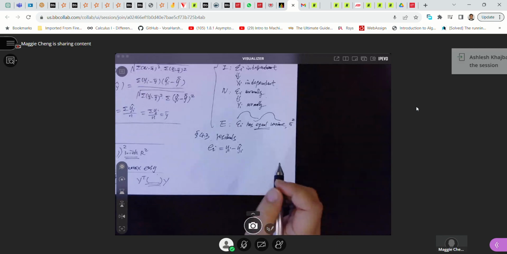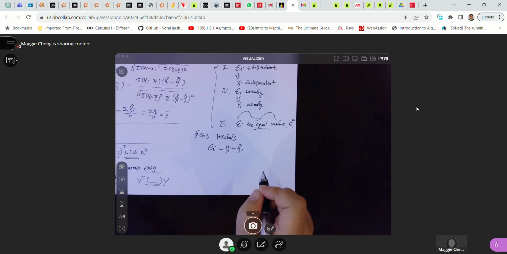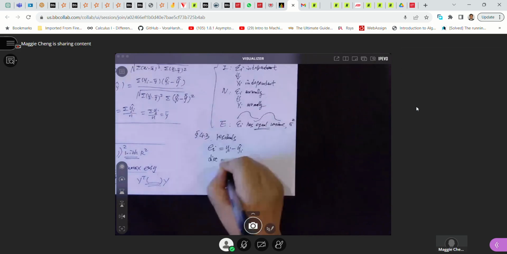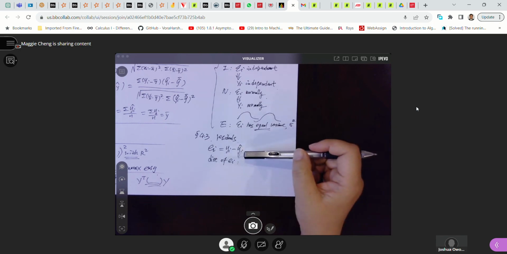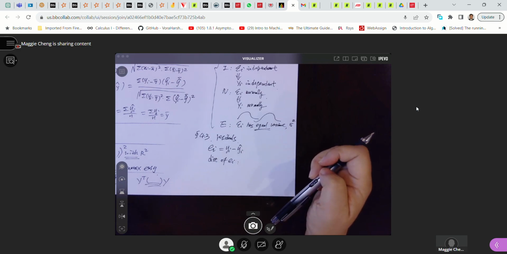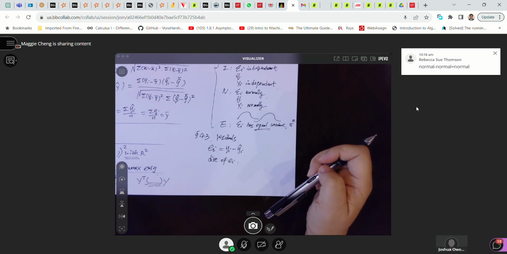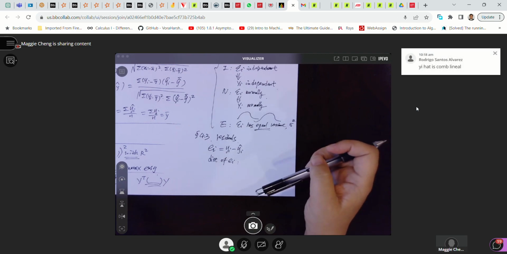All right, so what kind of distribution does ei have? Should be normal, I think. Yes. Why? Since y is normal, I think it should be normal as well. Why is it normal? You have to say y hat is normal, right? But why is y hat normal?